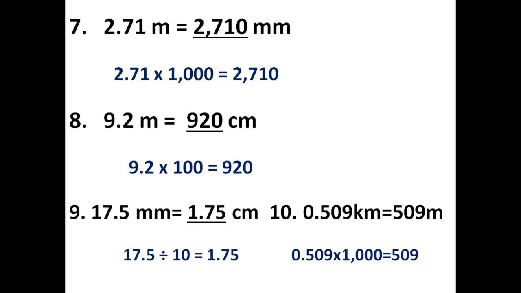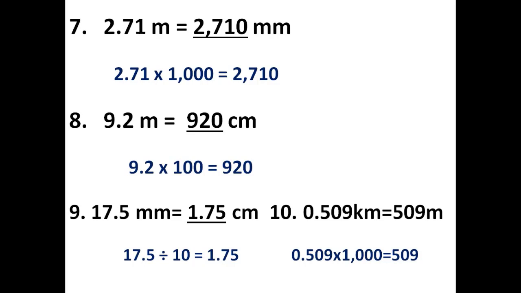7. 2.71 meter is equal to 2710 millimeter. M for meter and mm for millimeter. You can see the working in the second line. 2.71 multiplied by 1000, you will get 2710 millimeters.